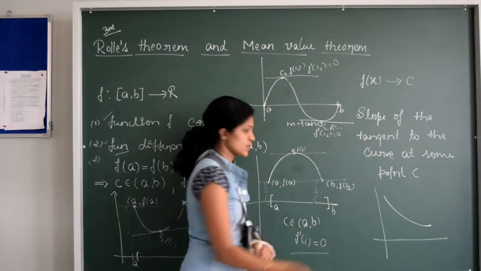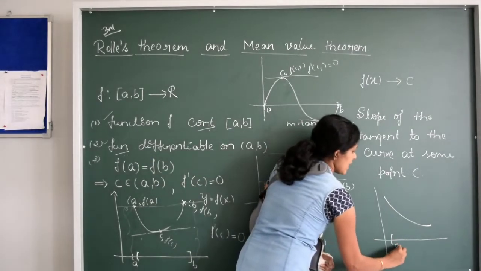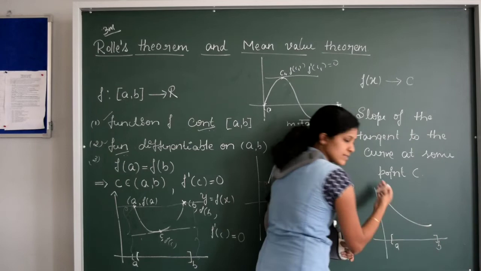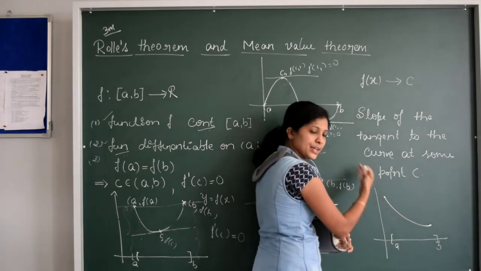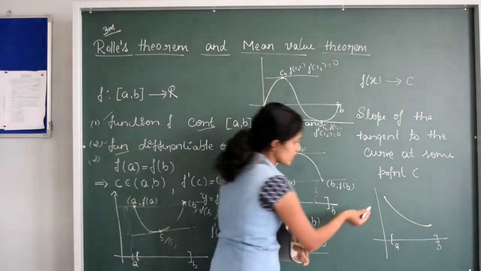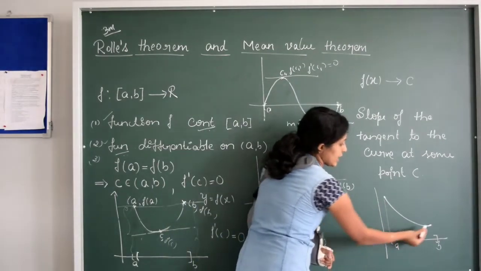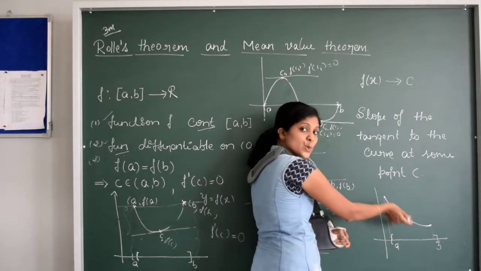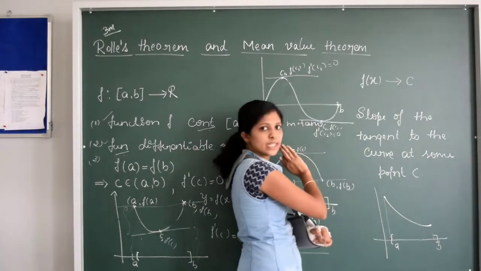Is it possible? If I consider this as an interval A and this as an interval B, now this is A and f of A, B. Yes, the function is continuous, and it is differentiable on the open interval A comma B. But here you have to observe this: the value of f of A is not equal to f of B. So we can't find an f dash of C equal to 0.